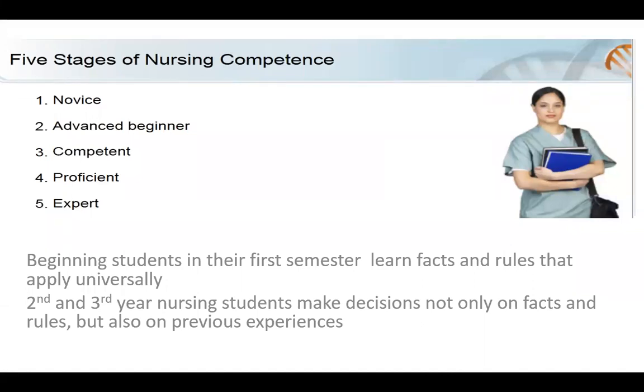So right now you're novice. I don't even know if you're to the point of novice yet. You're just getting started. But by the time you graduate from our program, you will still only be an advanced beginner. That means you are not fully competent at so many things. You know enough to know that something's not right and how to stop it. Second and third year nursing students make decisions not only on facts and rules, but previous experiences. First semester students learn facts and rules, and that's how they do things. You do not become competent, proficient, or expert until you've been a nurse for years.